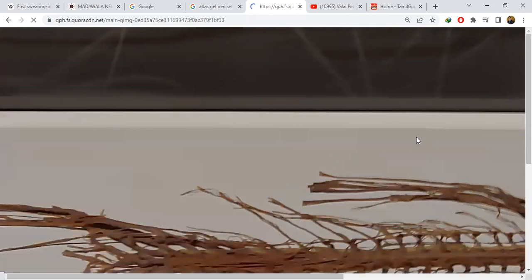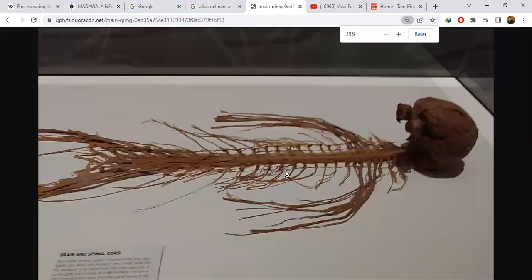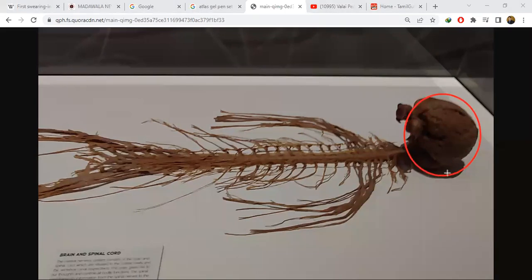Wait a minute. Can you see? So, what is this part? Head. Brain. It is our brain. Understood? These two are? Yes, sir. These two are? Eyes.